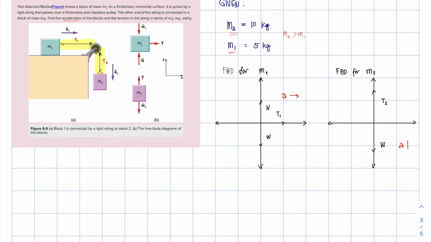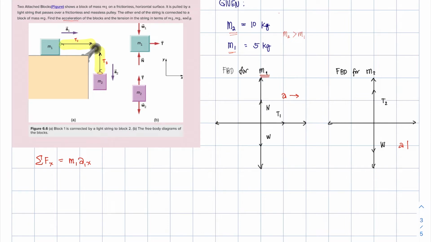Equations using the second law. So, of course, we start with the sum of the forces along x, and we are dealing with mass 1 first. So, m1 a1x. If you look into that one, what are the forces present in x?